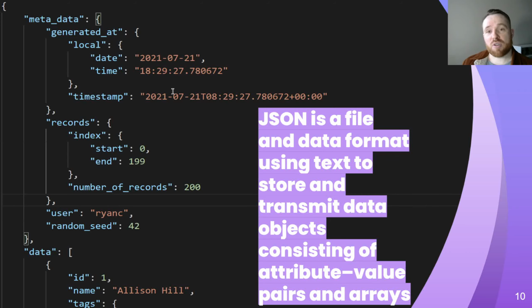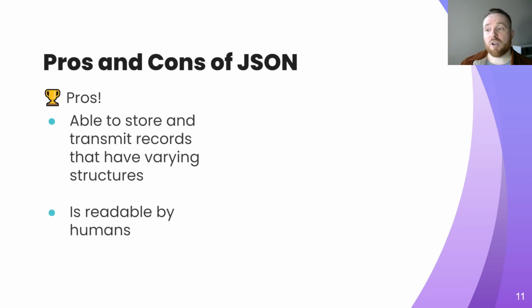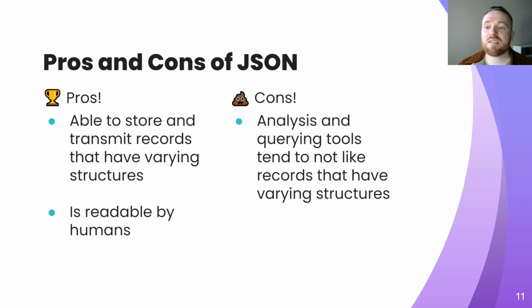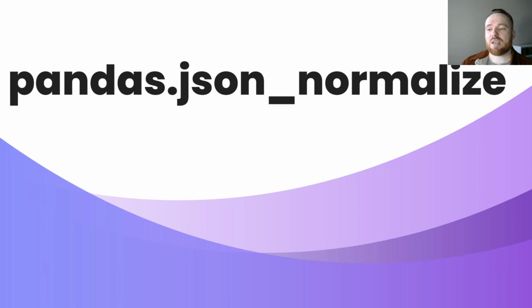So let's talk about the pros and cons of JSON. The pros are you're able to store and transmit records that have varying data structures, and it's also very human readable. One of the cons is that analysis and querying tools tend to not like records that have varying structures. They want to have data that looks more akin to a grid. So how can we take JSON data and put it into a format that analytical tools will play nicer with? Well, within the Pandas world, there is a function called json_normalize.